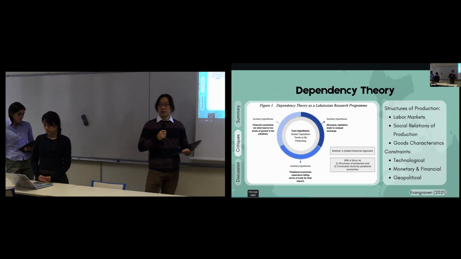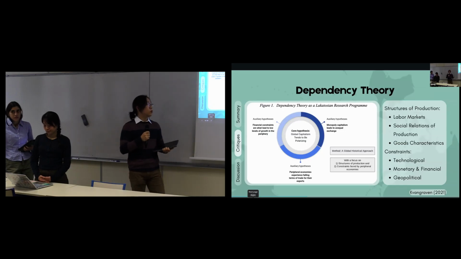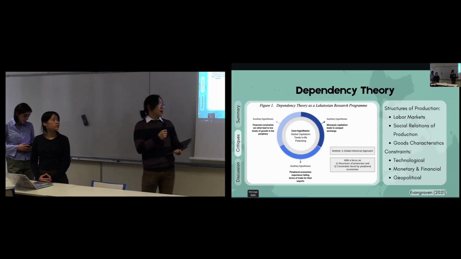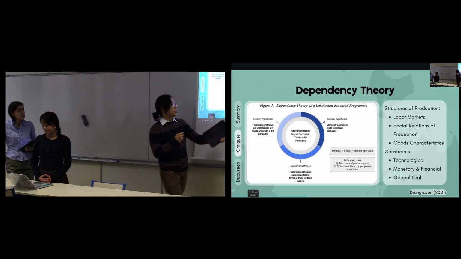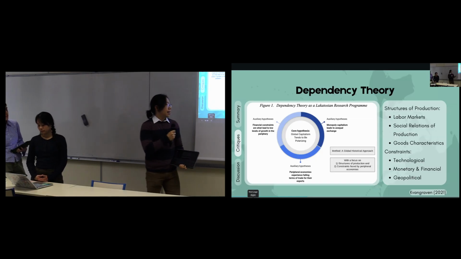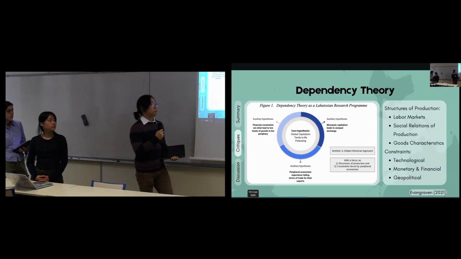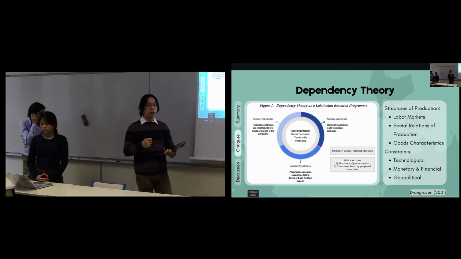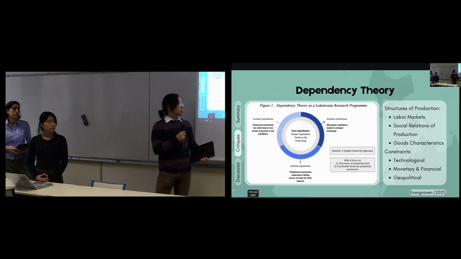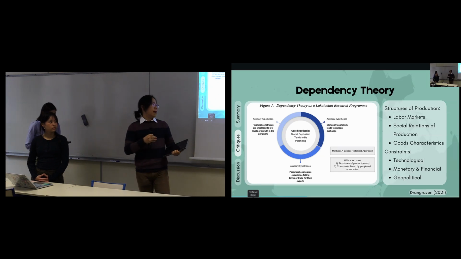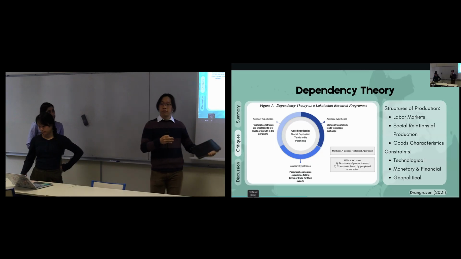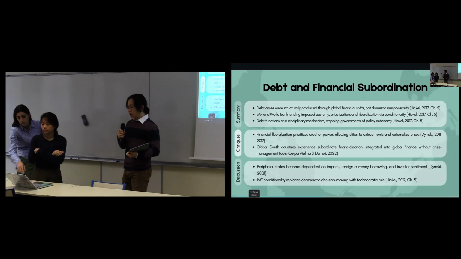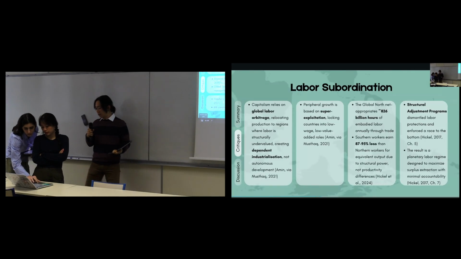And so methodologically, it takes a strong global historical approach, which is what the paper presented today also does. But what sort of lacks is a focus on structures of production and constraints faced by peripheral economies. These structures of production can include labor markets, social relations of production, and the kinds of goods that are consumed and produced in these economies. The constraints can be technological, monetary, financial and geopolitical, but that's not all of them, just some examples. And so we're going to dive a bit more into these constraints and other factors with Menna here.